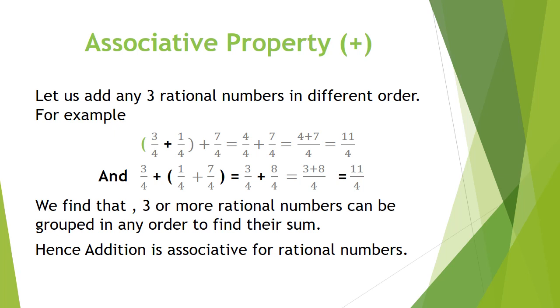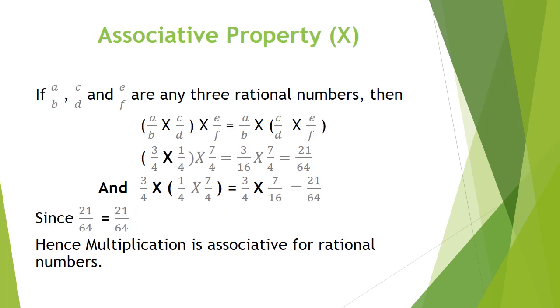We find that three rational numbers can be grouped in any order to find their sum. That is, addition is associative for rational numbers. Next, associative property with respect to multiplication.